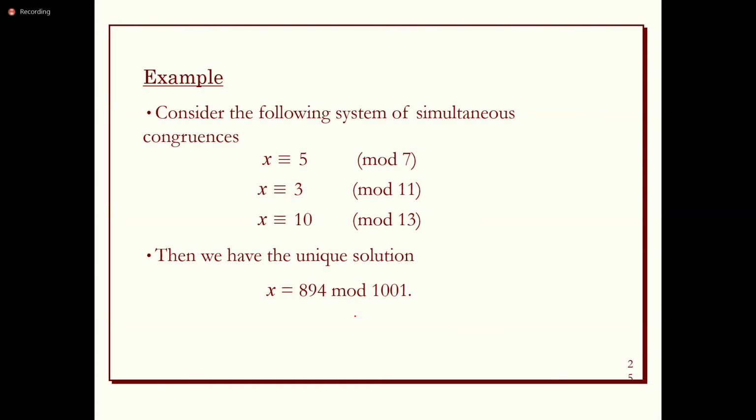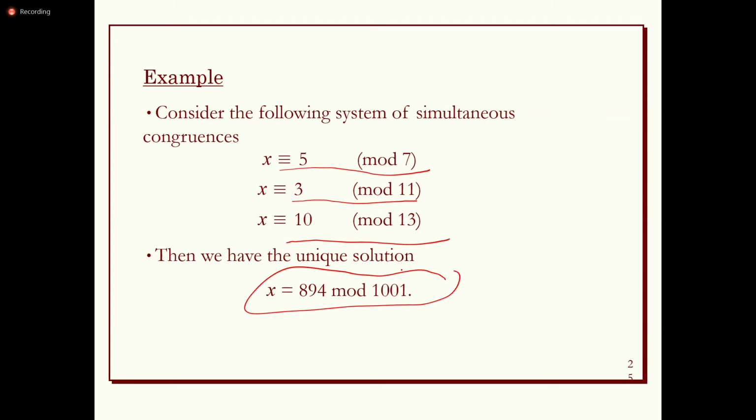If we consider the example, X is congruent to 5 mod 7, X is congruent to 3 mod 11, and X is congruent to 10 mod 13. So this will have a unique solution, that is the X value, 894 mod 1001. Whatever the mod value, that is 894. What is the X value? The X value is 894.